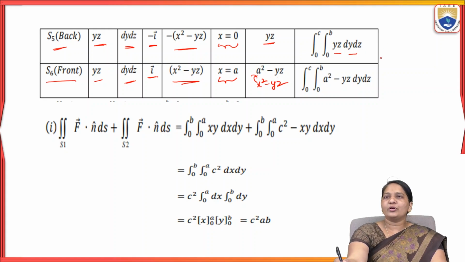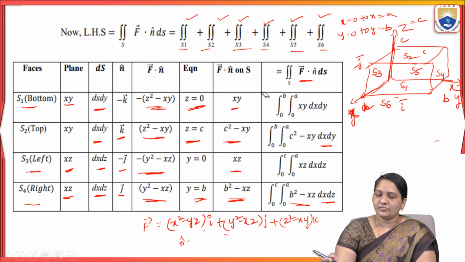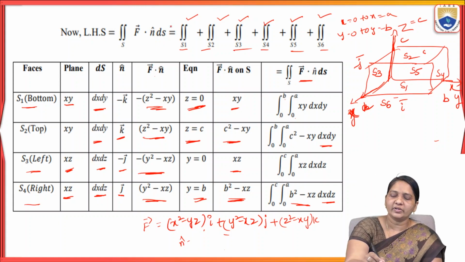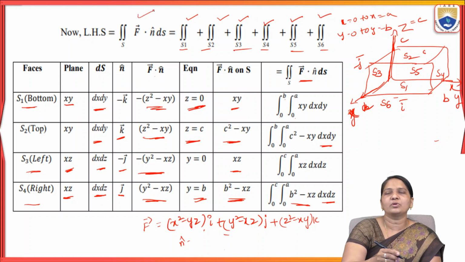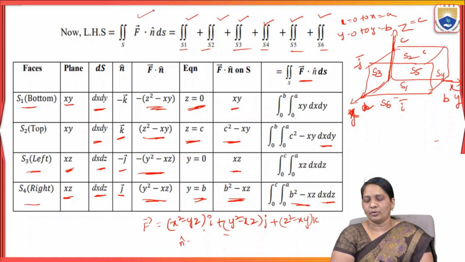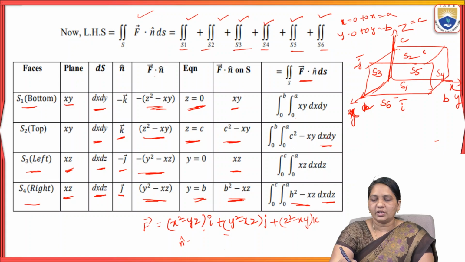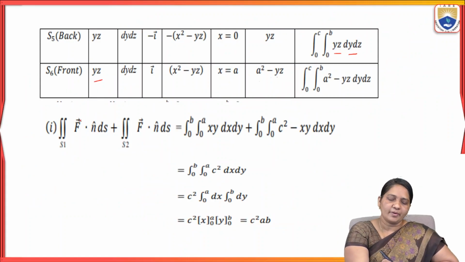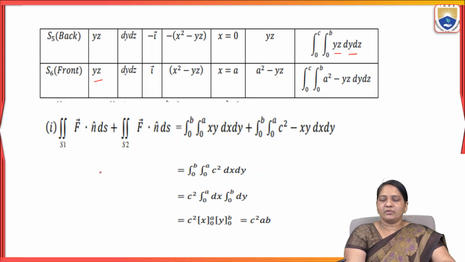Now we are going to evaluate these integrals. First we calculate the integral value for each surface. After that we can add all those surfaces to get the total for the rectangular parallelepiped. Now we are going to evaluate the integral values. First S1: F bar dot n dS gave us integral 0 to b, integral 0 to a, xy dx dy. What is this value?